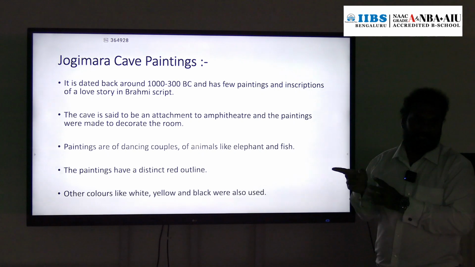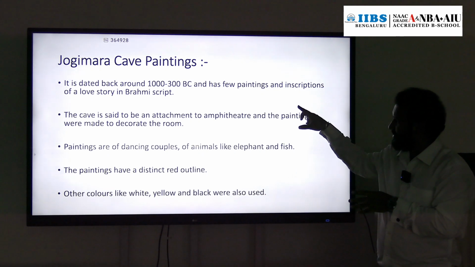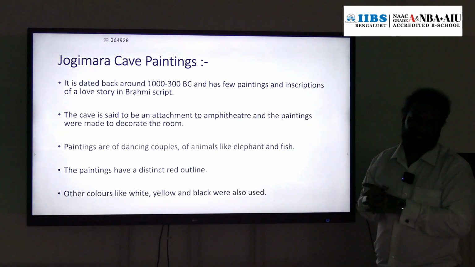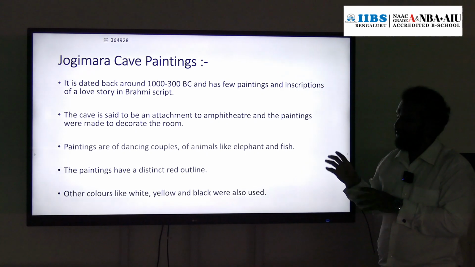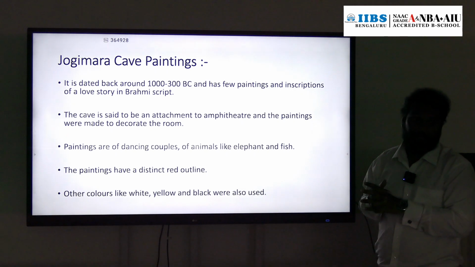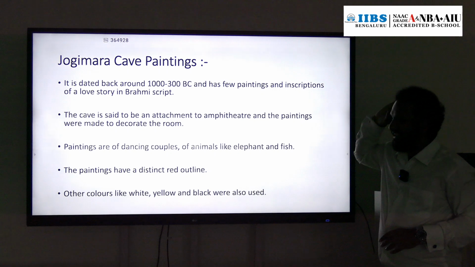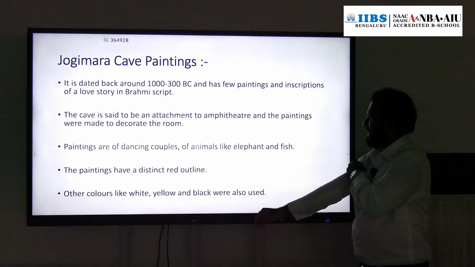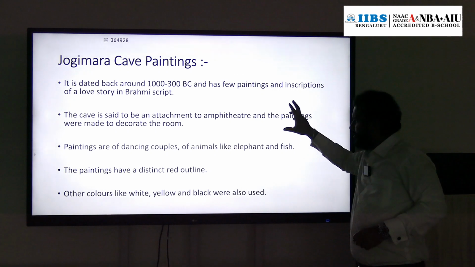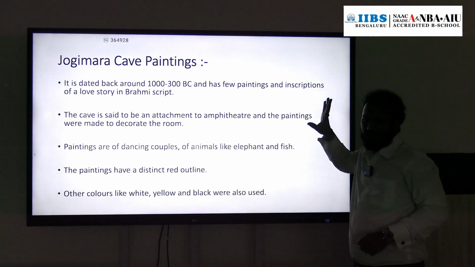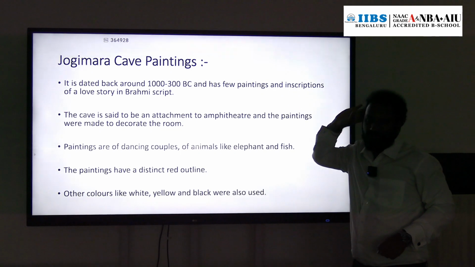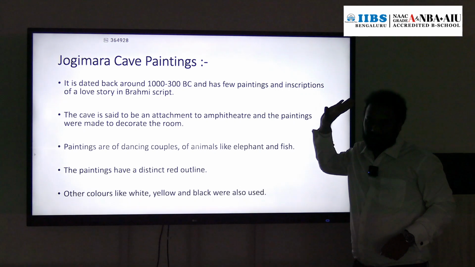Ajanta caves are 2 BC to 5 AD, but Jogimara caves are 1000 BC to 300 BC. So this is one of the oldest caves, but not older than Bhimbetka. Bhimbetka is very old. In the Jogimara caves, a few paintings and inscriptions are also found. Those are mural paintings only.